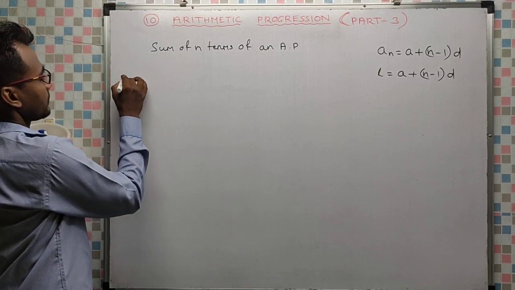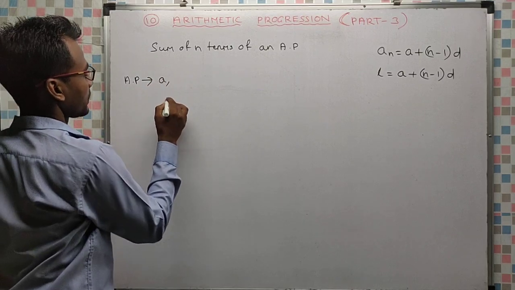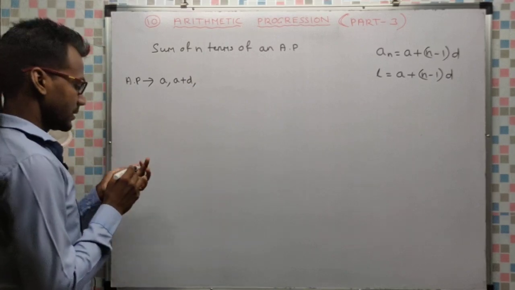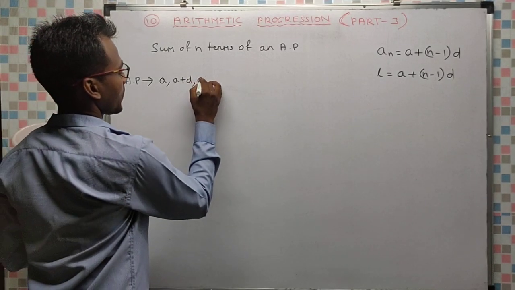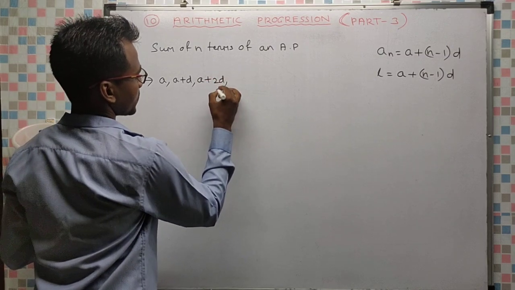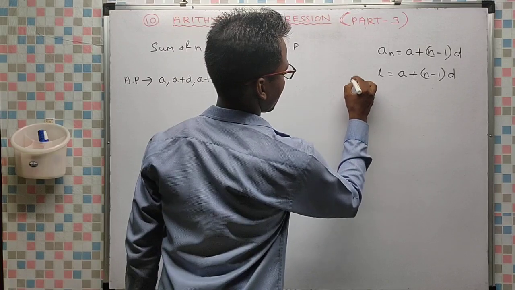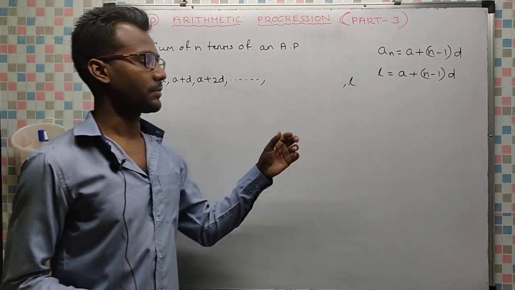Suppose we have an AP. The first term is a, the second term will be a plus d, the third term will be a plus 2d. Let the last term be L.